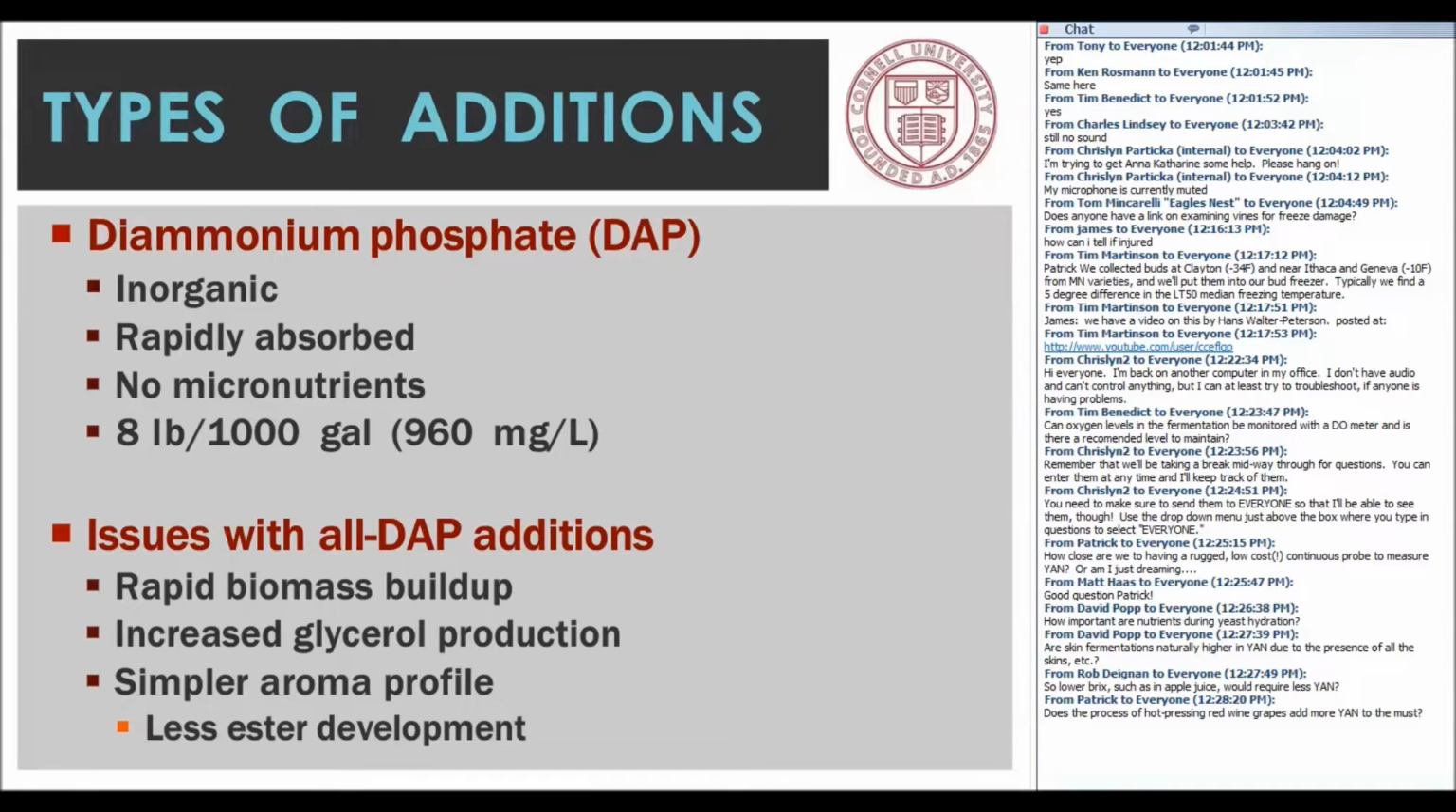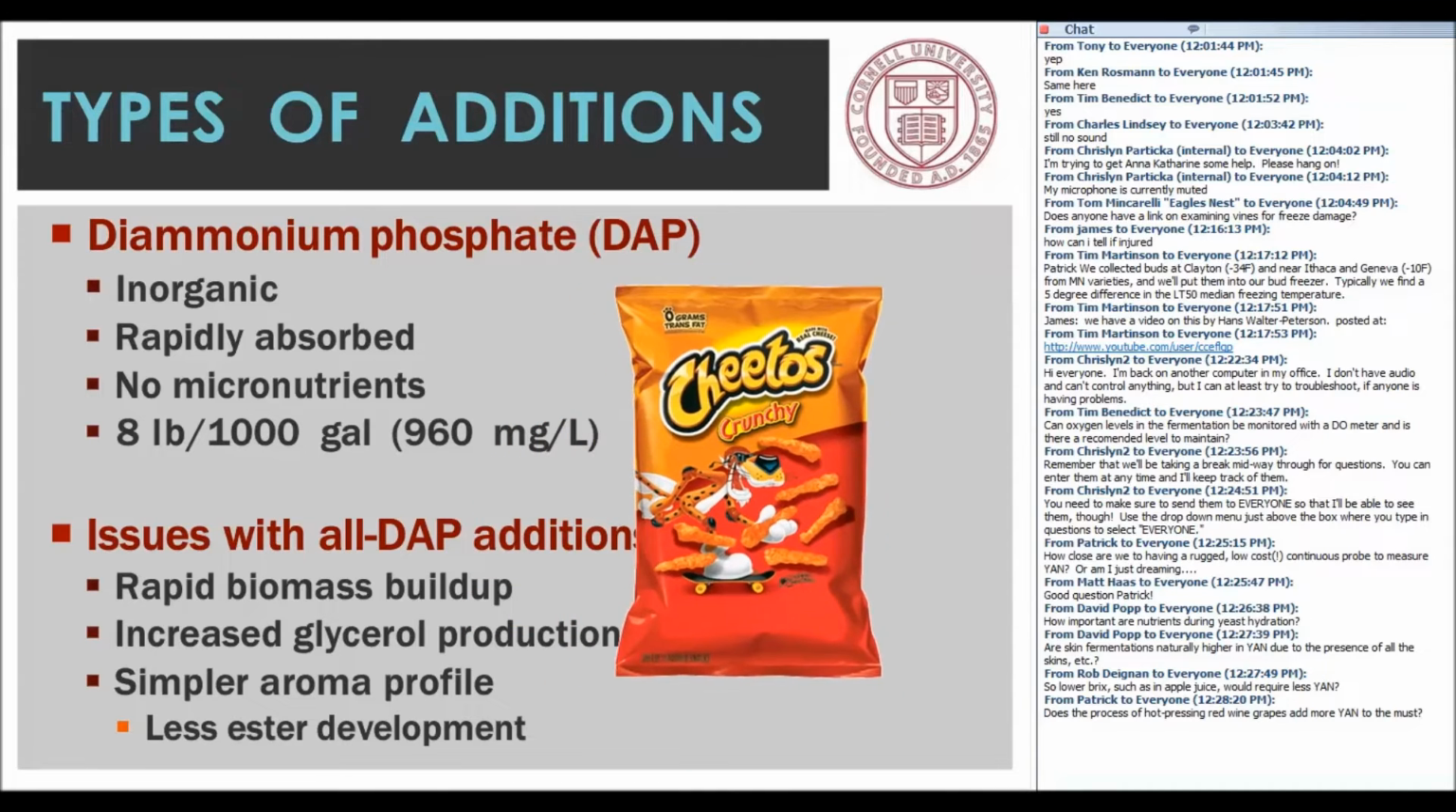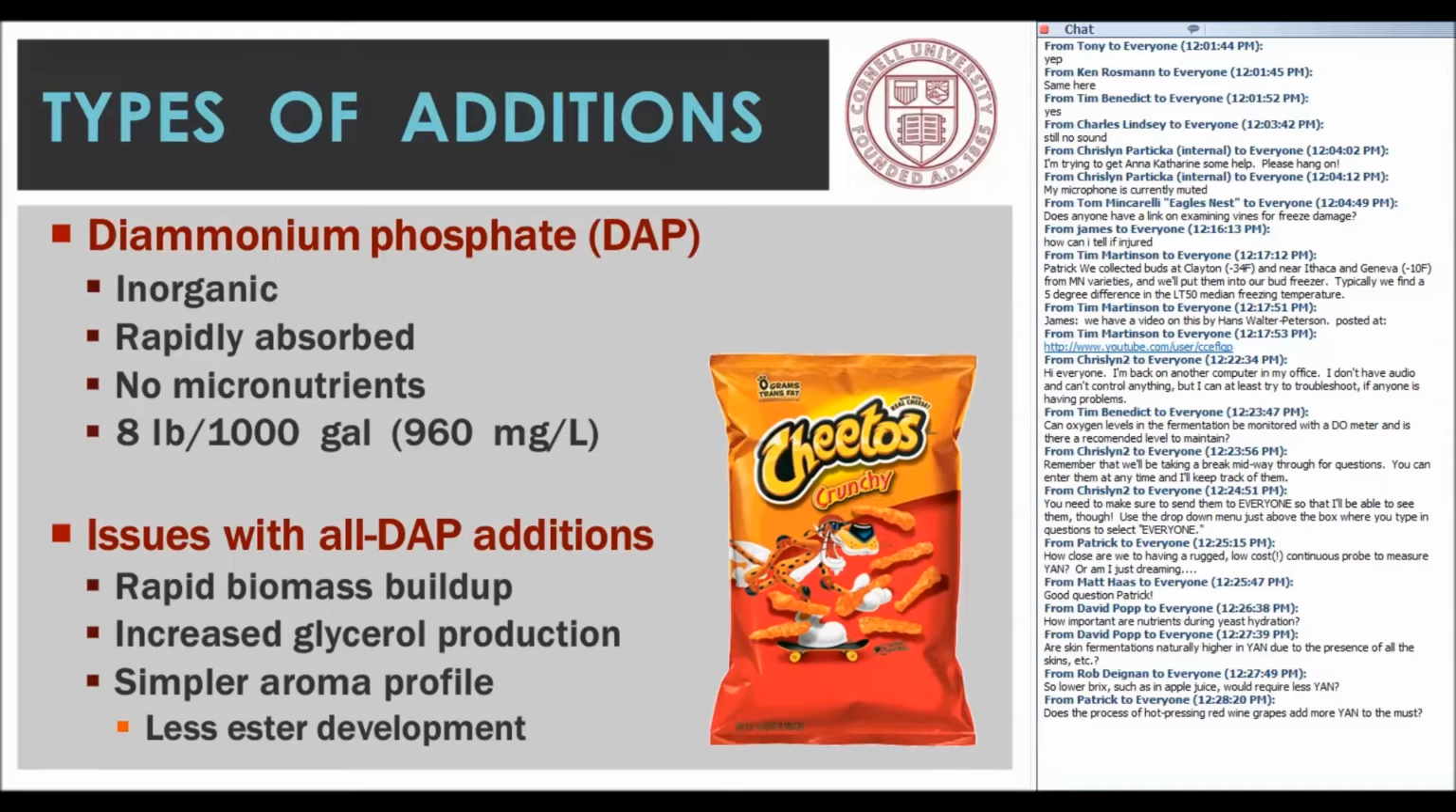So the types of additions we can make are first diammonium phosphate, and if you remember, we talked about 2 types of YAN, the ammonia and the primary amino acid. Well, the diammonium phosphate basically gives you ammonia in combination with phosphate. So it is your inorganic. Because it's inorganic, it is rapidly absorbed. We kind of like to say that this is sort of the junk food of YAN because it's very quickly absorbed. It has no other micronutrients, so you're not getting, like in a great must, in addition to the nitrogen, all kinds of small amounts of vitamins and minerals in there.